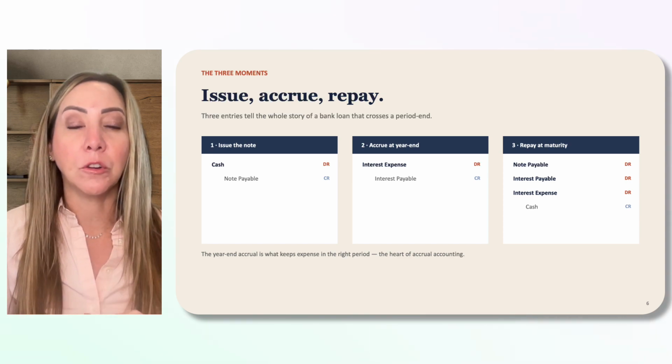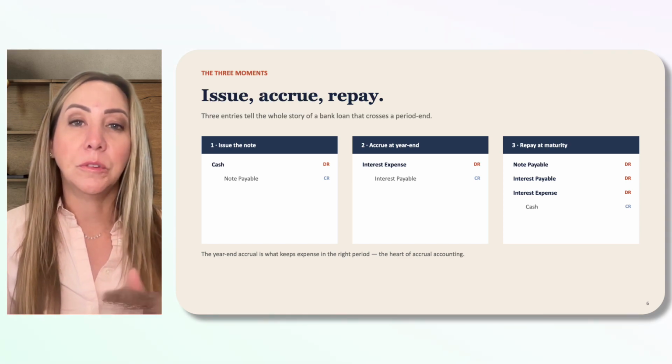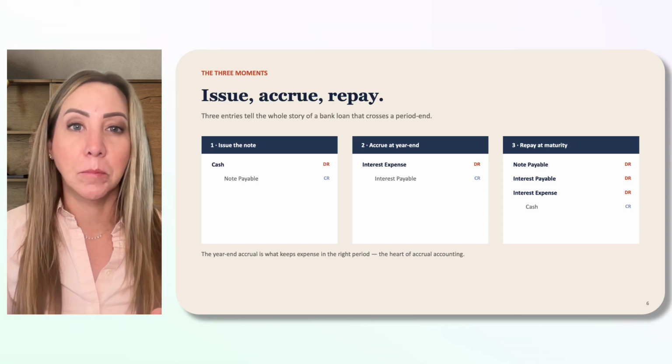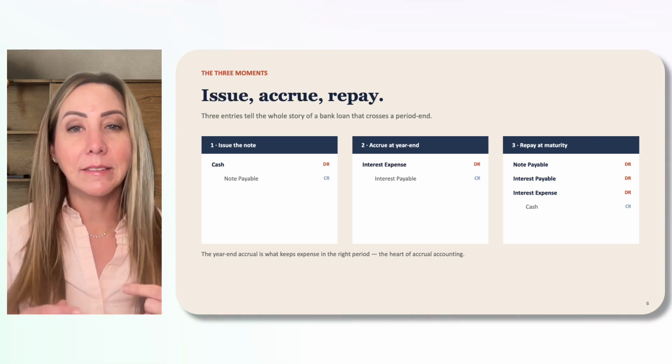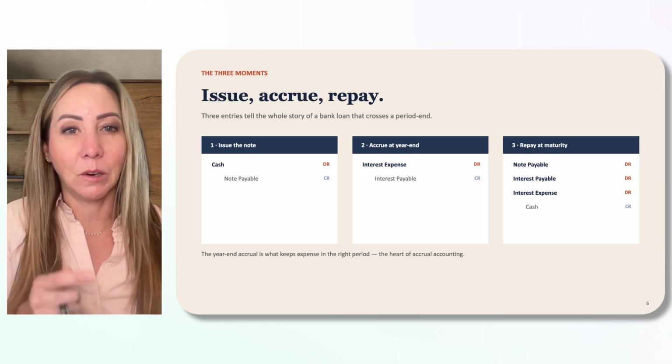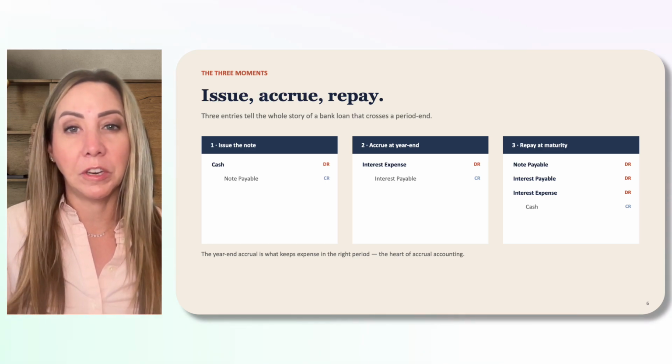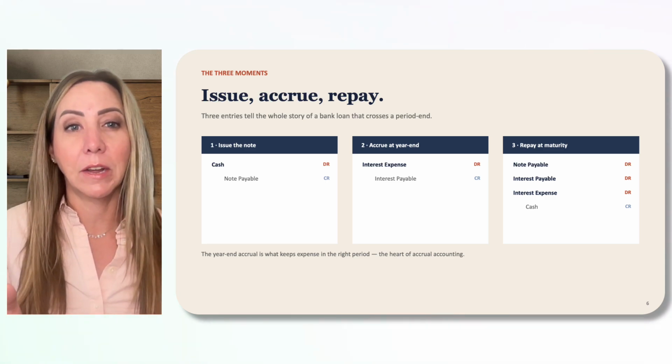Second, at year end, this is the adjusting entry. You accrue the interest that has built up so far. You debit interest expense and credit interest payable for the interest earned by the bank through December 31st. This is the entry that keeps the expense in the correct period. Without it, you'd understate your expenses and your liabilities at year end.